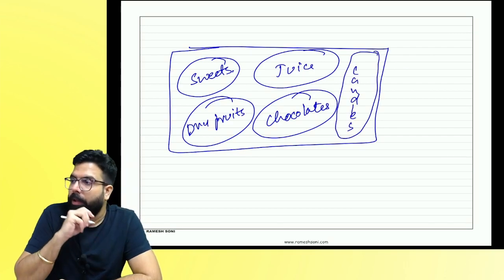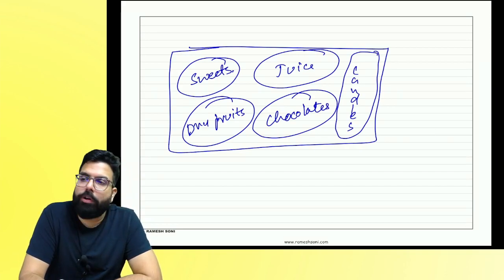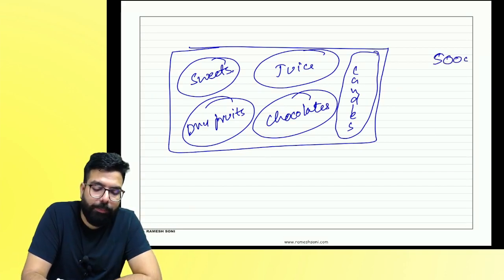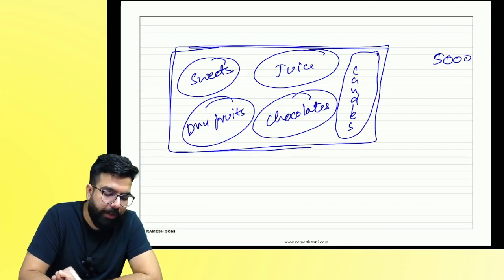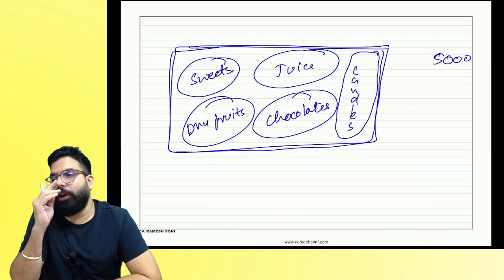Okay, everyone? And I told him, how much, sir? He told 5,000 rupees. Baba, this is a gift box. Do you guys agree with me? And he is charging how much? 5,000 rupees.